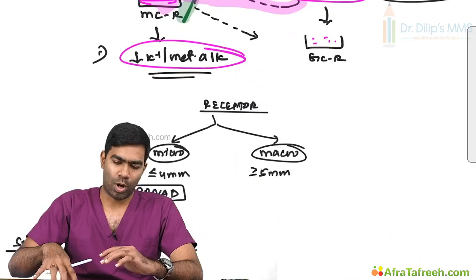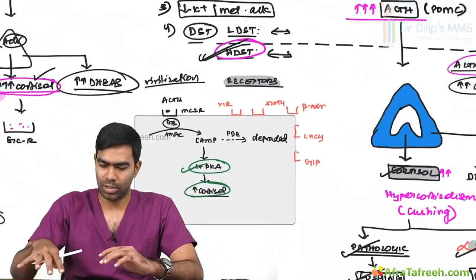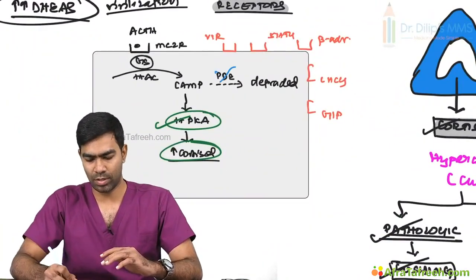You can understand the problems with phosphodiesterase also. Suppose you have problems in this phosphodiesterase, your cyclic AMP activity will be high. Because of that, protein kinase A activity will be high. Because of that, you might produce high cortisol. So these are the receptor level and messenger level defects.